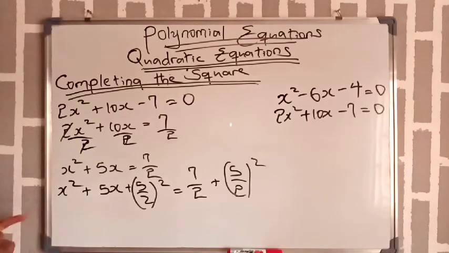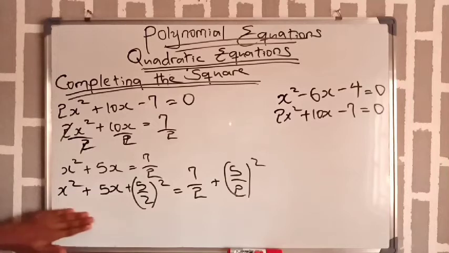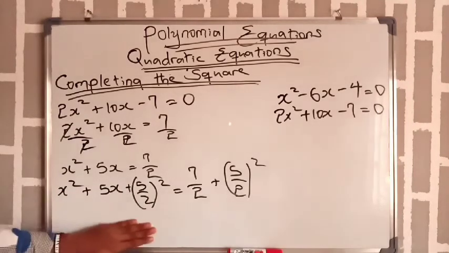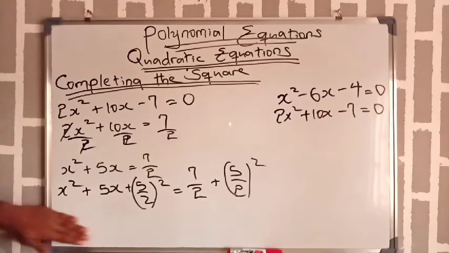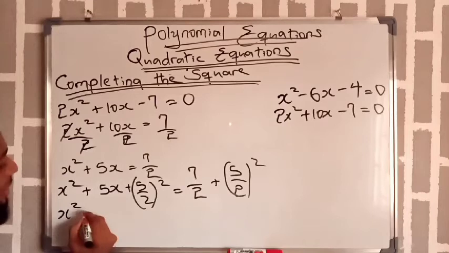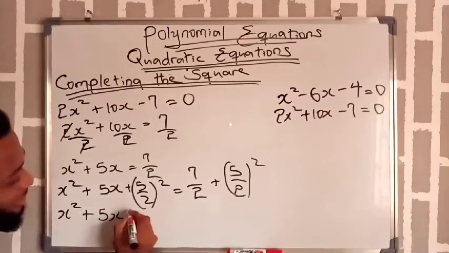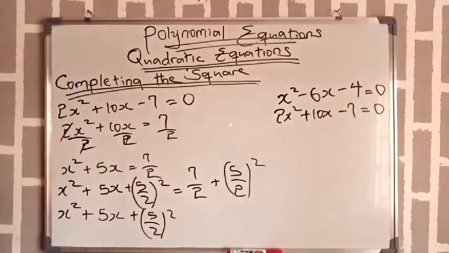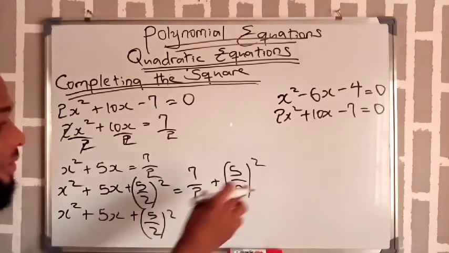So, having done that, a simple way of solving this completing the square method is to try as much as possible not to open the left hand side yet. Do not open this. Okay? We're not applying magic. It's not as if we are too smart or too brilliant. Do not open this. Just say x squared plus 5x plus 5 over 2, all squared. Leave it that way, then open this.